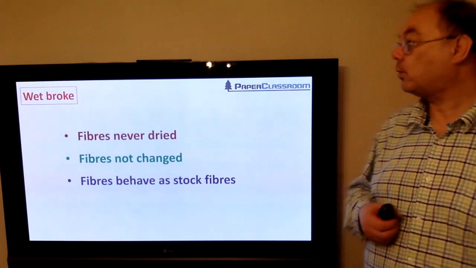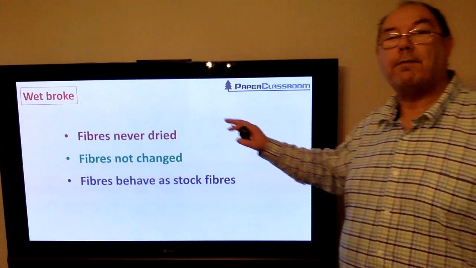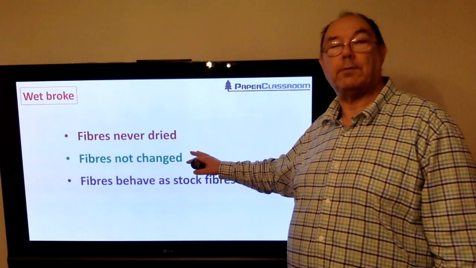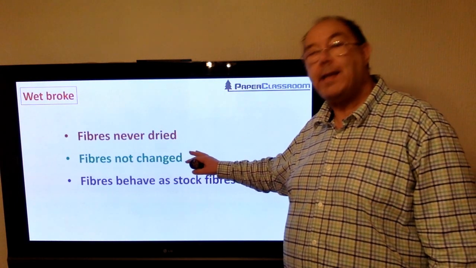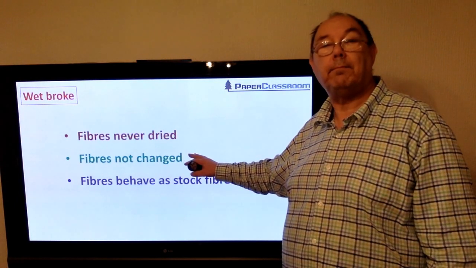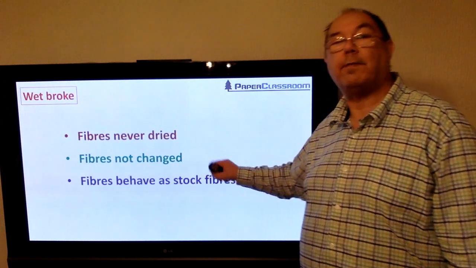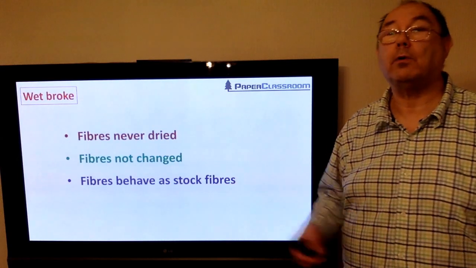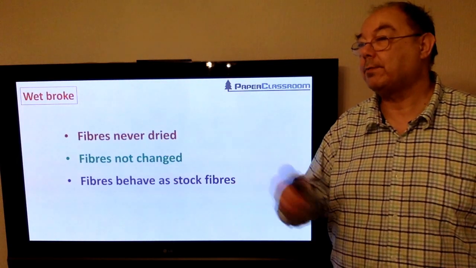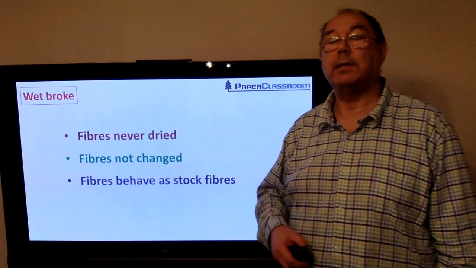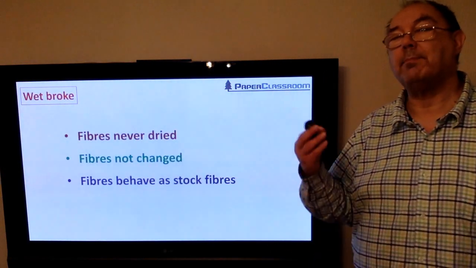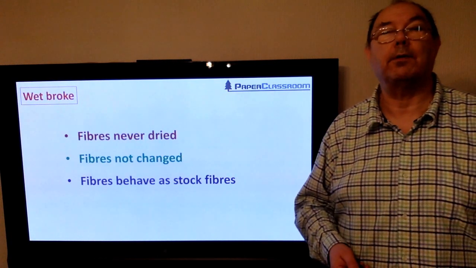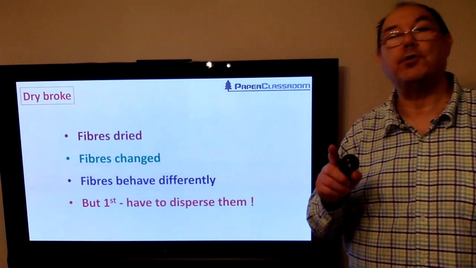What do we know about wet broke? With wet broke, the fibres have never ever been dried. Because the fibres have not been dried, their nature has not changed in any way. And because the nature of the fibre hasn't changed, the fibres behave just like any old stock fibre. Any old fibre from the machine chest onwards is exactly the same as wet broke. You can simply take it, redisperse it easily, and use it without a second thought. The problem is dry broke.